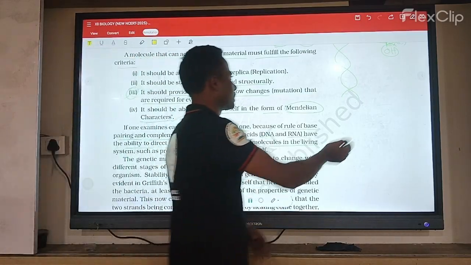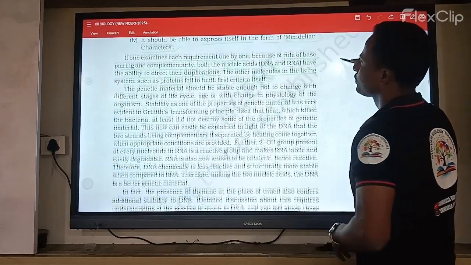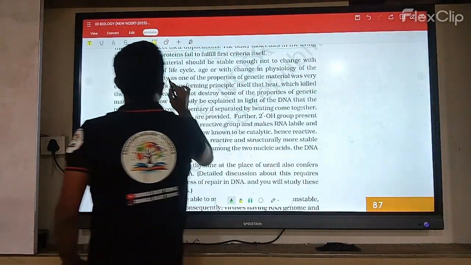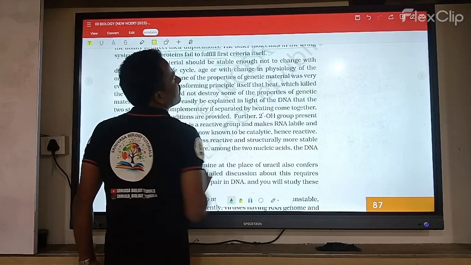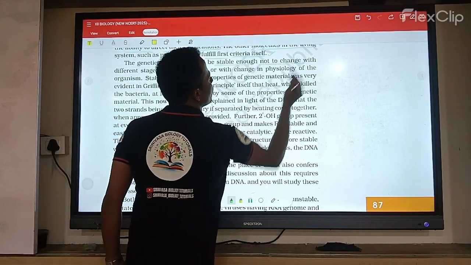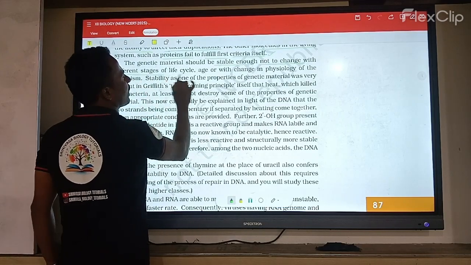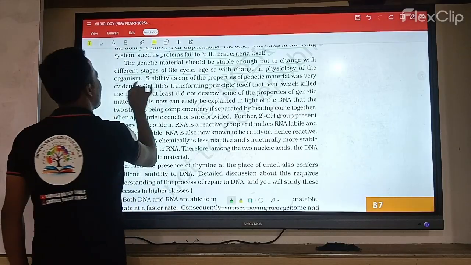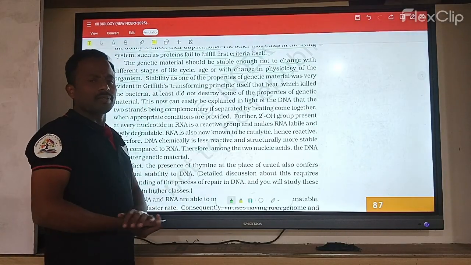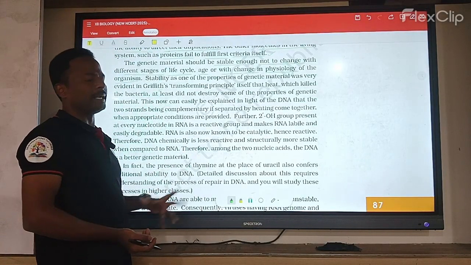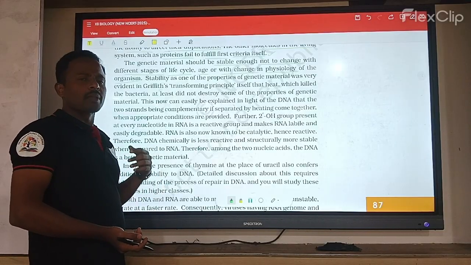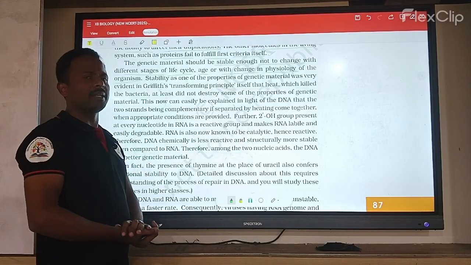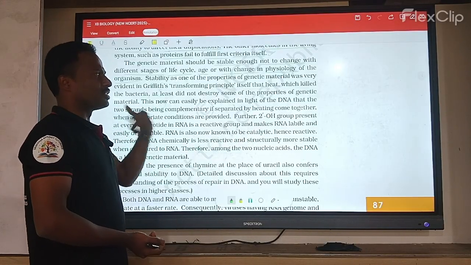Next, the genetic material should be stable and not change with the different stages of the life cycle or age, without any change in the physiology of the organism. Depending upon age and evolution, the genetic material may also change.